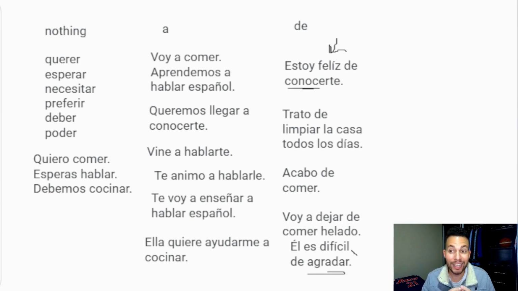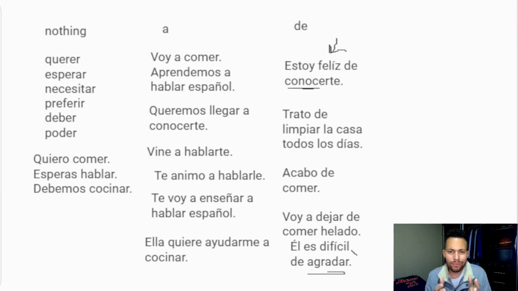We're probably going to go ahead and put the de in between the two grammatical components, the adjective and the verb. Now we have trato de limpiar la casa todos los días. I try to clean the house every day. We have acabo de comer, which has the idea of I just finished eating. And then we have voy a dejar de comer helado. I'm going to stop eating ice cream.